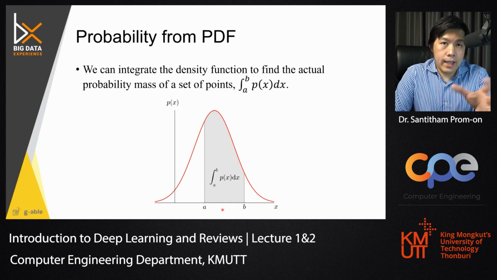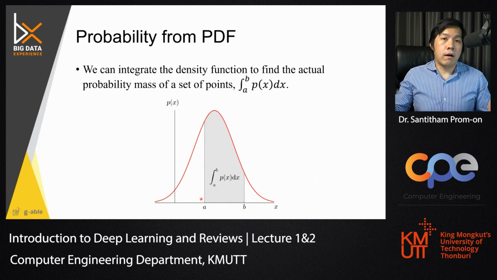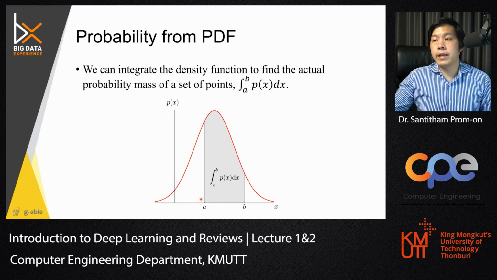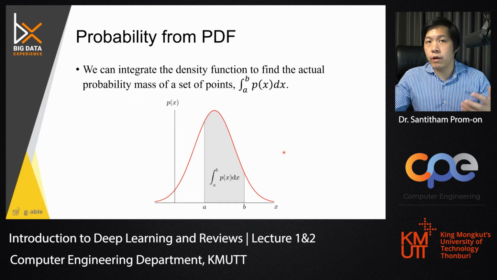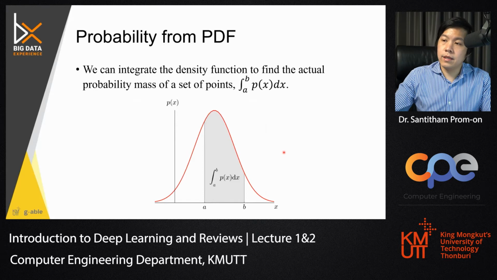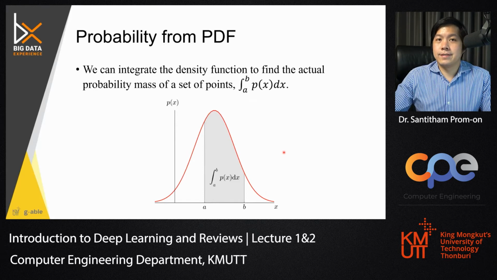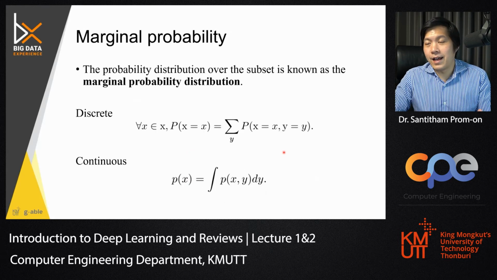So instead of that, we can find the probability of a range of values by integrating the area under the curve of the PDF, and then you will obtain the probability. Okay? Right. So this is how you obtain the probability from a PDF.